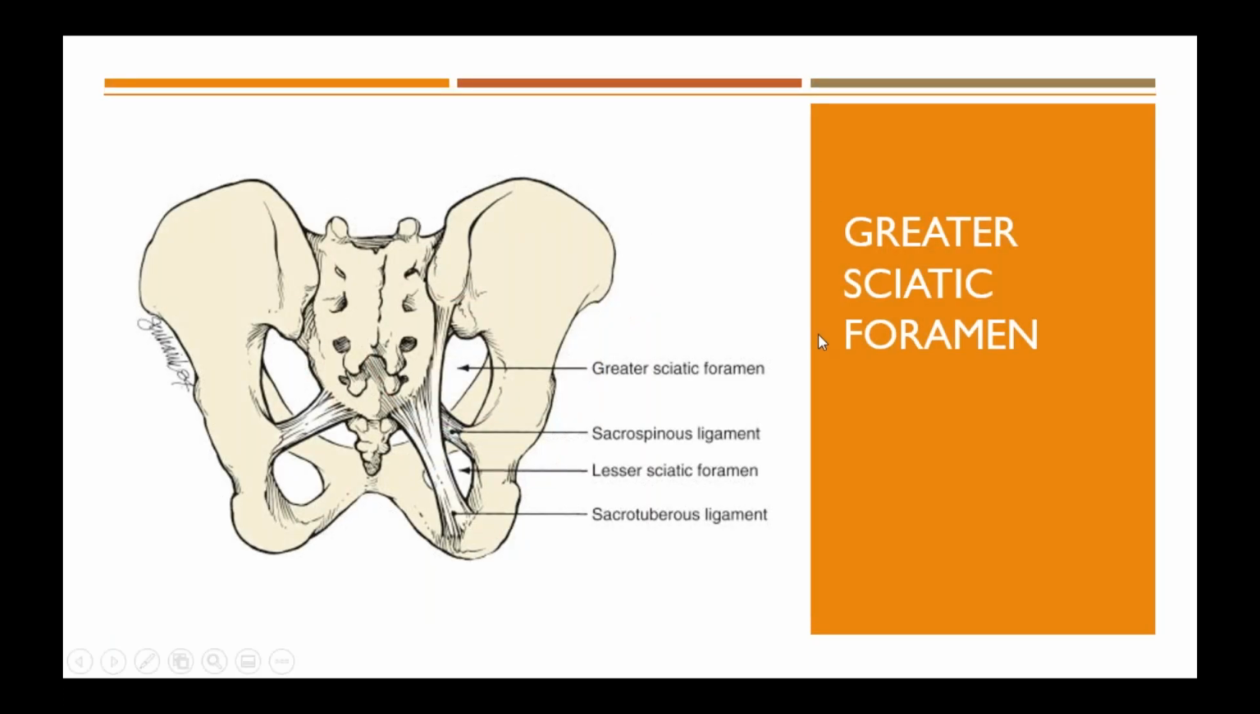Another important question is about the greater sciatic foramen. Here you can see this is the greater sciatic foramen and this is the lesser sciatic foramen. This is the sacrotuberous ligament because it is getting attached to the ischial tuberosity. This is from the sacrum towards the tuberosity, so it is the sacrotuberous ligament. And this is from the sacrum to the spinous process, so it is the sacrospinous ligament.